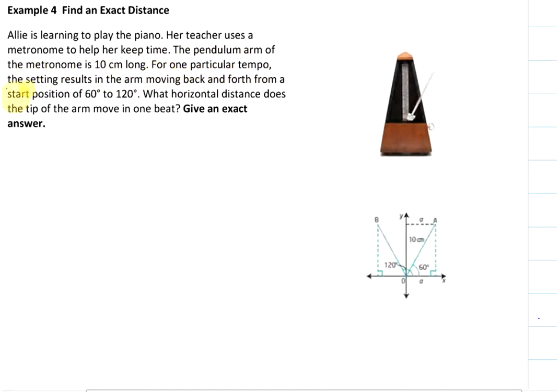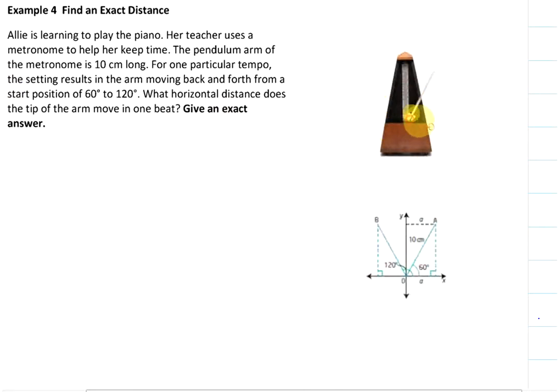For one particular tempo, the setting results in the arm moving back and forth from a starting position of 60 degrees to 120 degrees. What horizontal distance does the tip of the arm move in one beat? Give an exact answer.